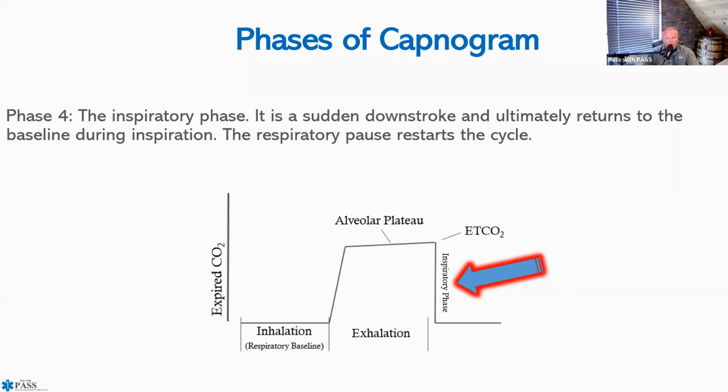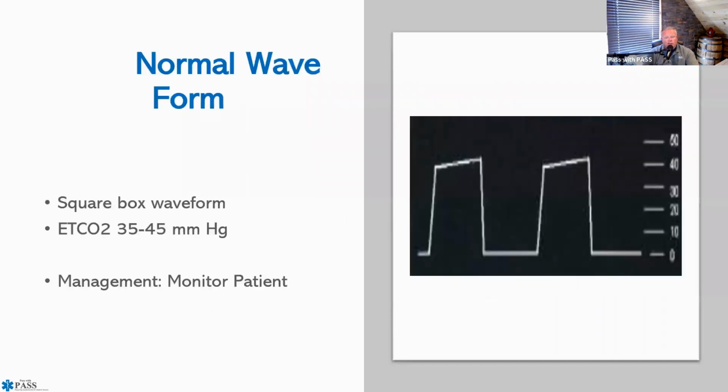The respiratory pause starts the cycle again. So that respiratory baseline will then become the phase 2. Phase 2 will turn into phase 3, or the alveolar plateau, and then phase 3 will again turn into phase 4, which is the inspiratory phase, and that is just a continuous thing on and on. So if we put all that information together, we need to know what the waveforms actually look like, and here's what we're actually looking for. We're looking for a normal waveform, and it should be a square box waveform. Anytime you're looking at your waveform, what you should end up seeing is some variation of a square.